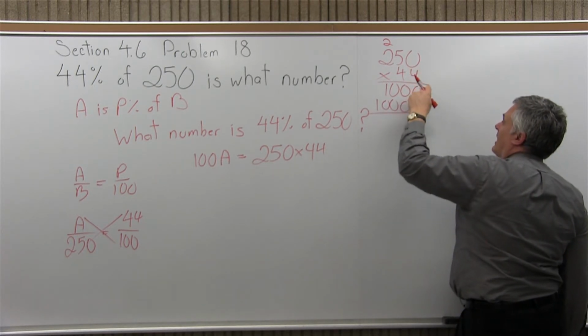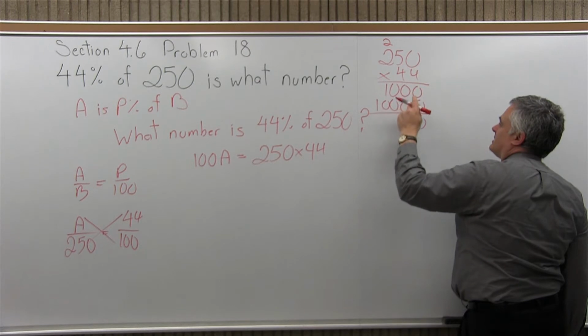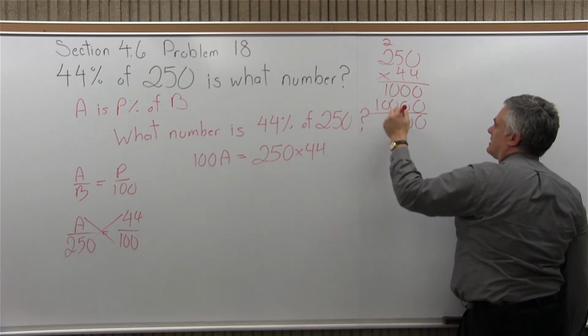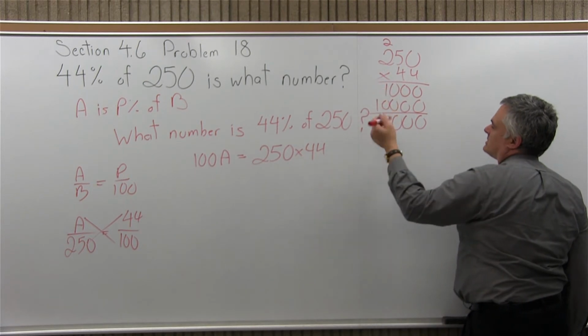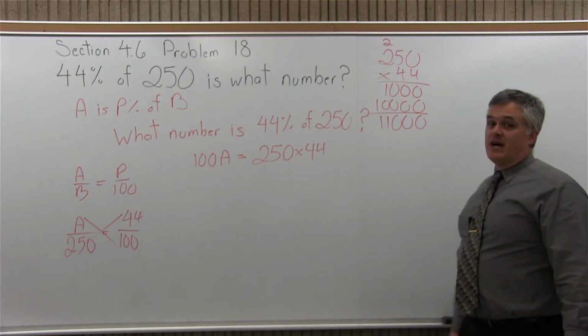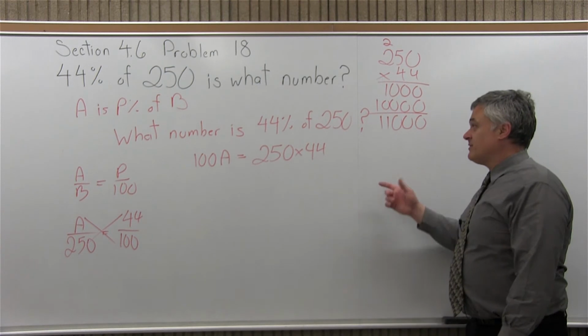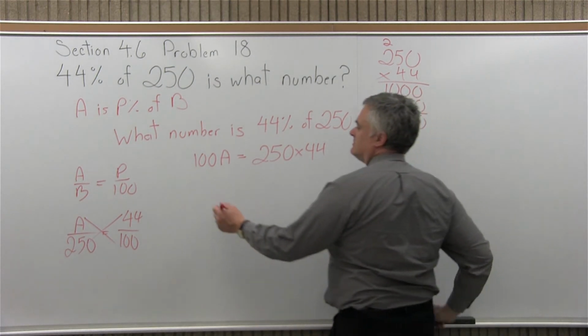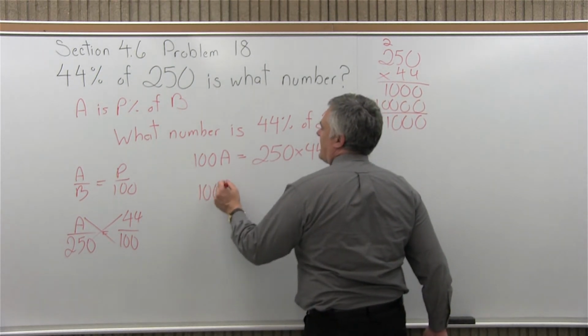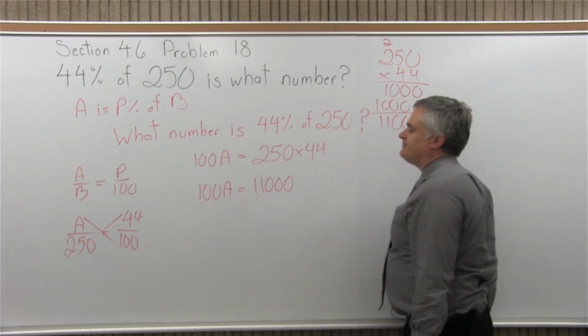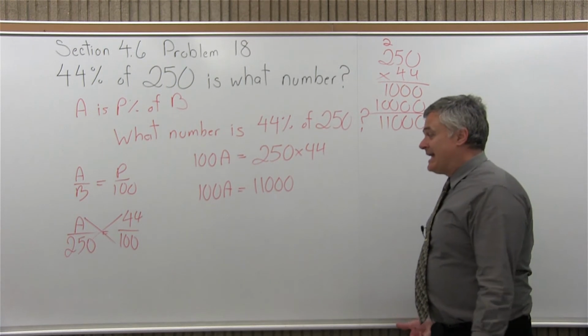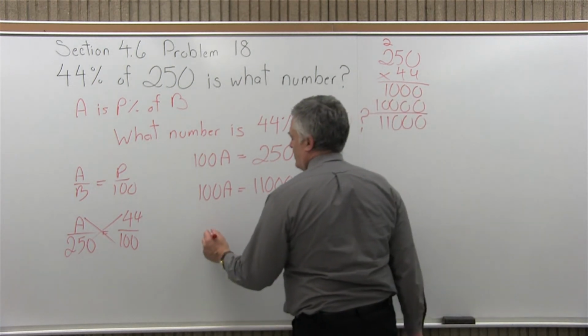So now add them up. 0 plus 0 is 0. 0 plus 0 is 0 again. 0 plus 0 is another 0. 1 plus 0 is 1. Nothing plus 1 is 1. So I get 11,000. 250 times 44 is 11,000. So 100A equals 11,000. Now I want to know what A is, not 100A, so I can divide away the 100.